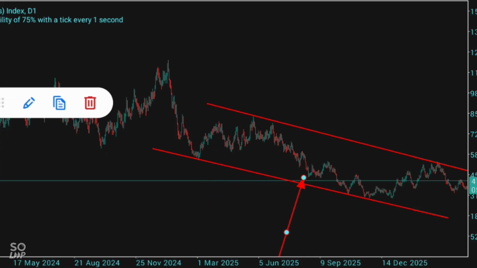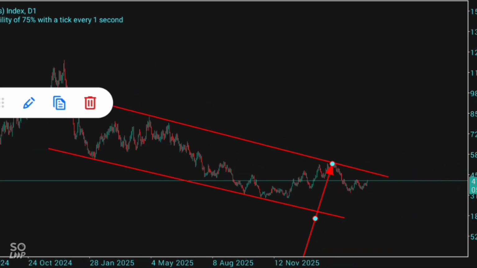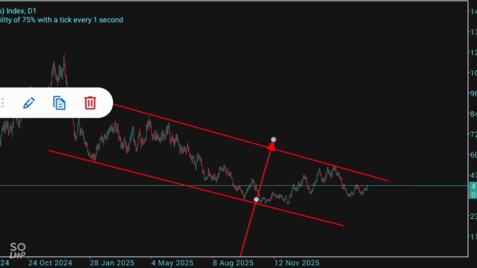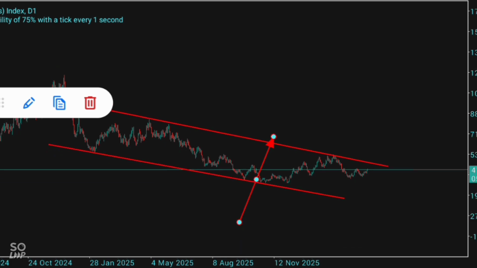lower high, lower low, lower high, lower low, lower high, lower low, lower high, and it's currently coming back to make a lower low here with kind of a double bottom, but we are yet to see about that. But the general trend is a downtrend. It's bearish. Always trade with the trend because the trend is your friend.